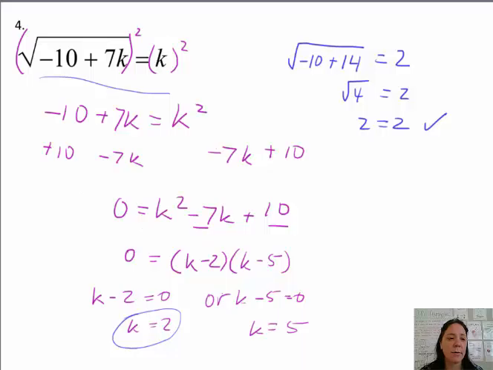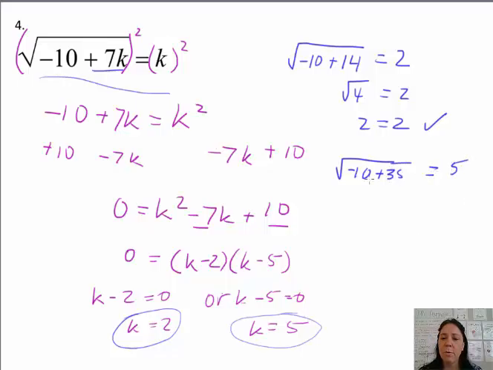So let's try one more. We got to try both of our answers here. And now we have k equals 5. So the square root of -10 plus 5 times 7 is 35 equals 5. Well, -10 plus 35 is 25. The square root of 25 equals 5. 5 equals 5, and that's great. This one, no problem. Both of our answers are going to work and are indeed our final answers.